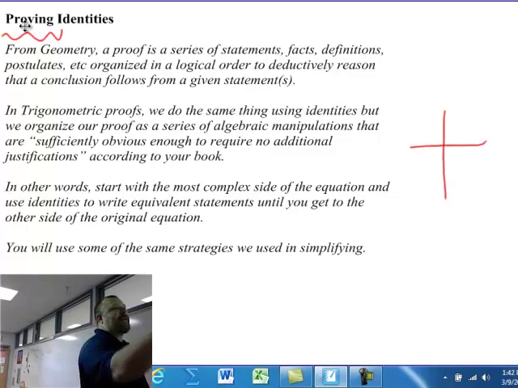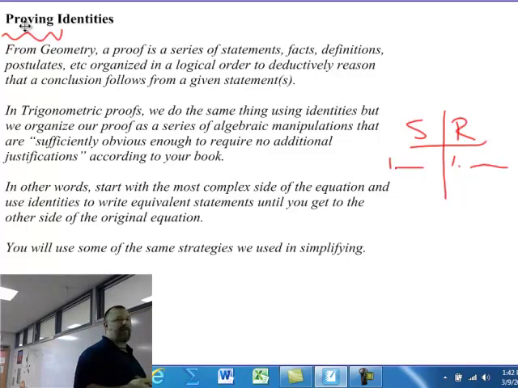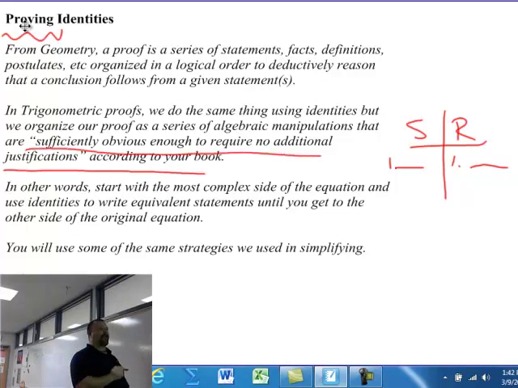In geometry, you had a statement and you had a reason and you had to write things down and match this reason to that statement and so forth. We don't do that. But we do still follow a logical order. This is my favorite sentence: sufficiently obvious enough to require no additional justifications. That's what your book says. You know what that means? Do 1 step at a time.